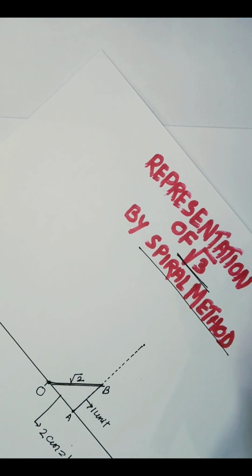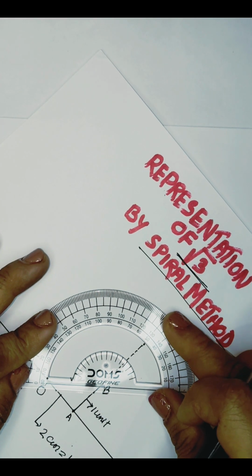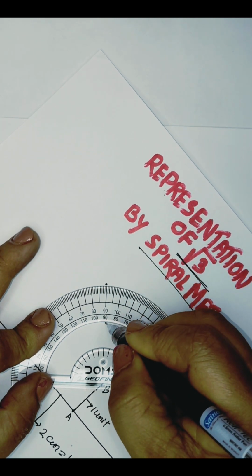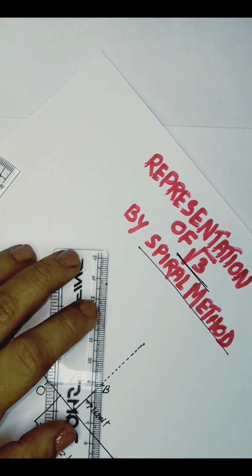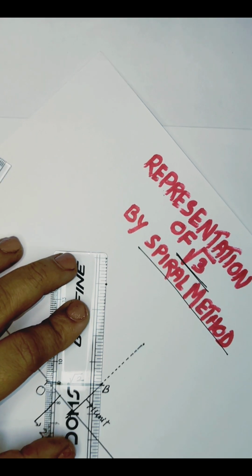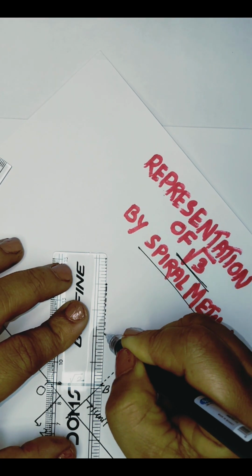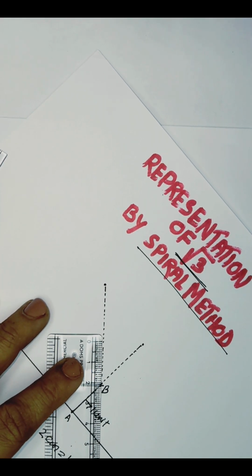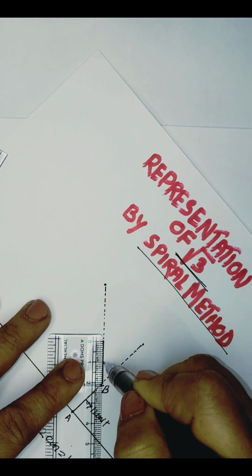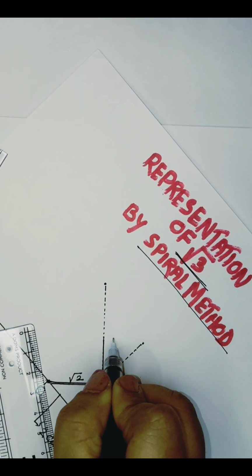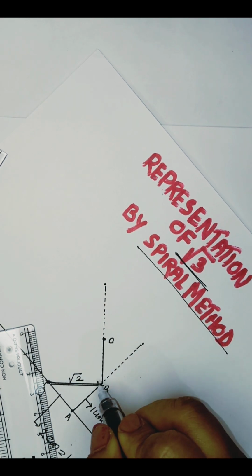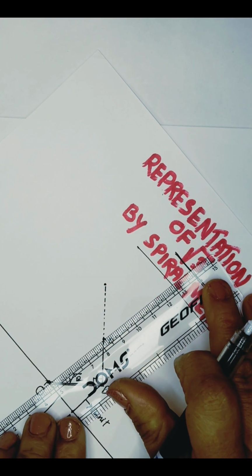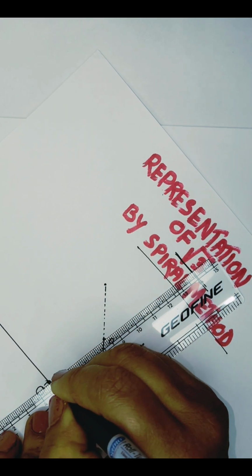Now, to construct root 3, let us turn the page a little and again draw another perpendicular at point B. Again, you can use a protractor or a compass to draw the perpendicular. On this perpendicular, measure 2 centimeter and mark a point C as end point, so that BC equals 2 centimeter, which is again considered as 1 unit, and we know OB as root 2 units. Let us join OC.